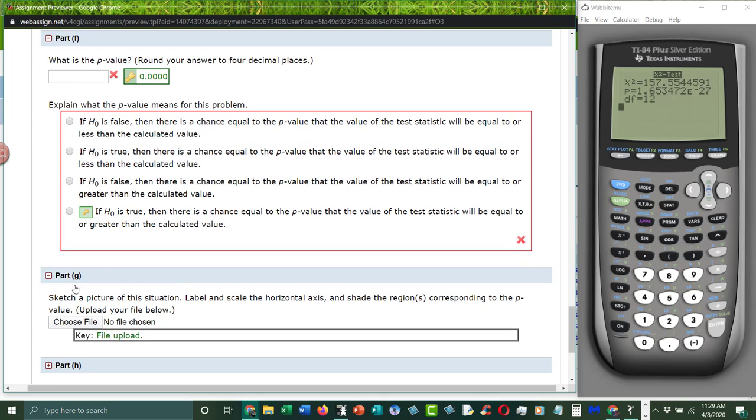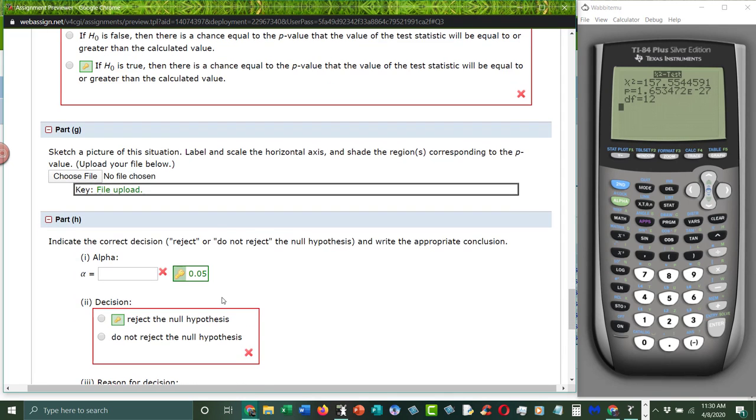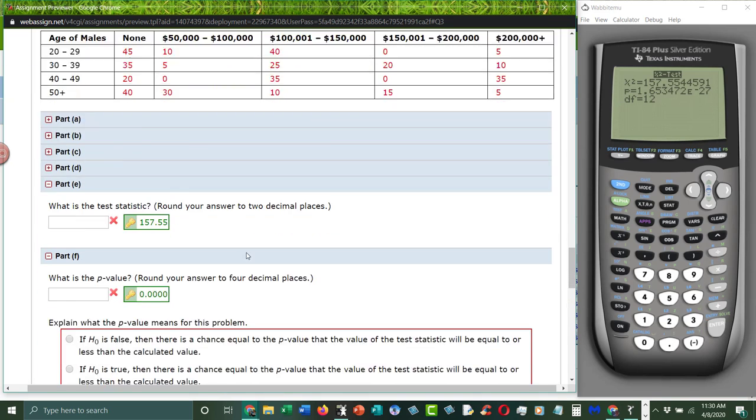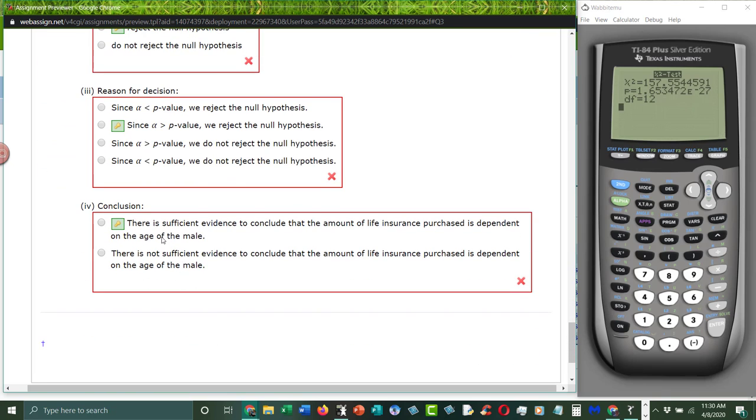So, sketch a graph, put whatever picture you'd like, and then we're going to compare it to alpha. Alpha is 5%. What are we going to do? Since alpha is greater than the p-value, we reject the null hypothesis, and there is sufficient evidence to conclude that they are dependent upon each other.